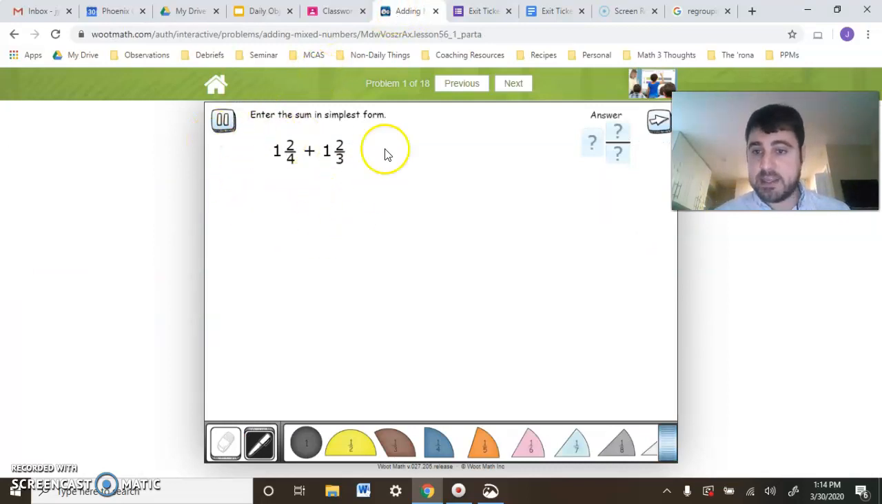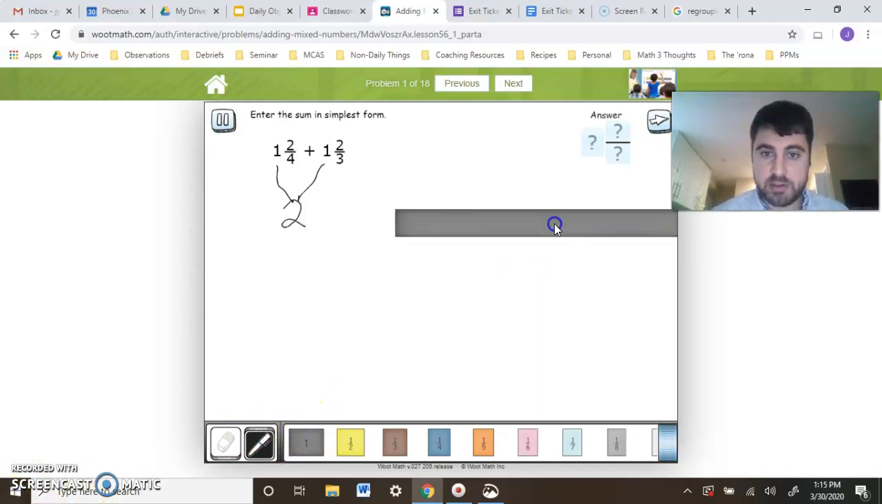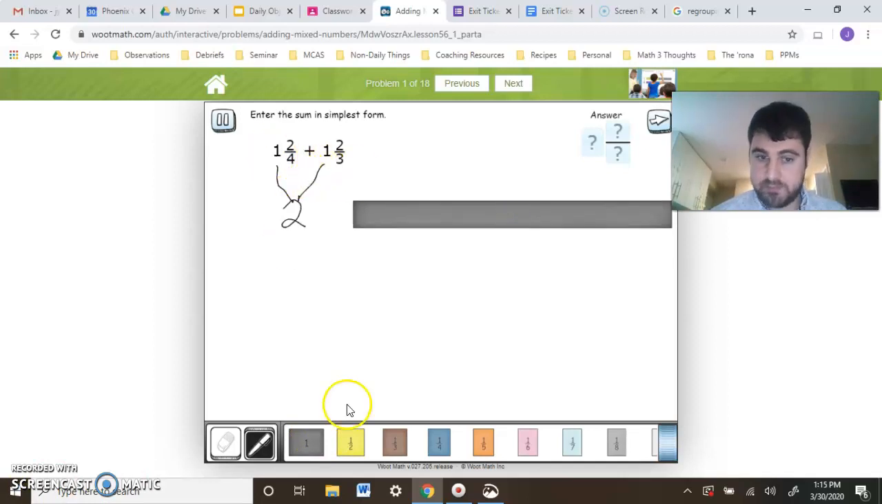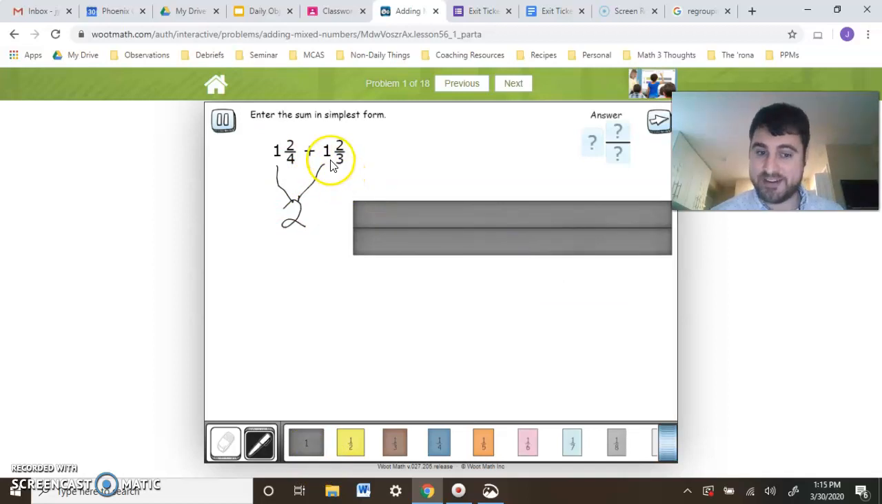Now, I see this and I know I need to add. What should I put in here first? Think about yesterday. That's right. I'm going to start with my whole numbers, which are right here. Now I know I should get 2, and I'm going to actually pull these out from here because I like to have the models. 1, which is this one, and 2, which is right here. Next, what do I need to do?